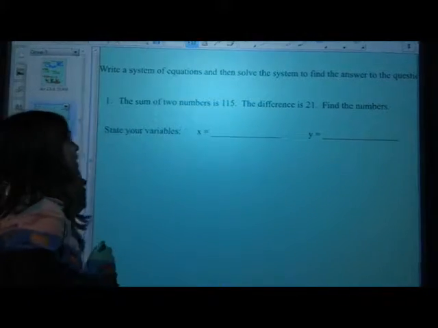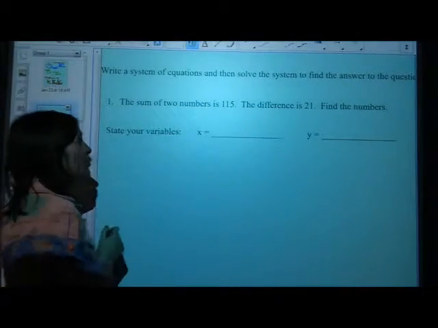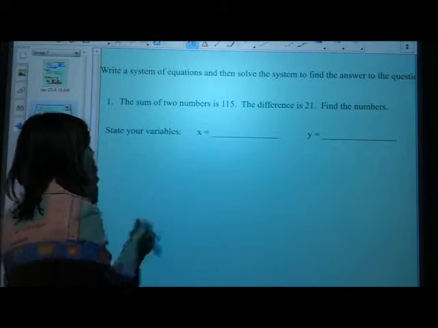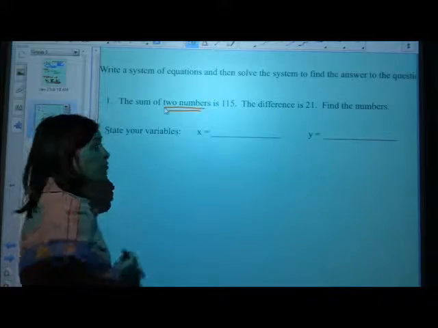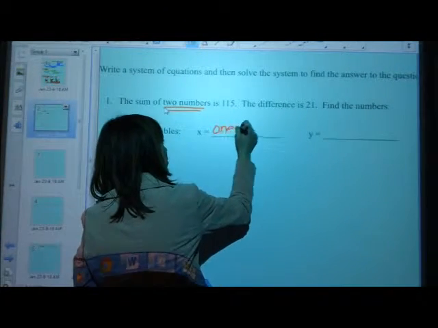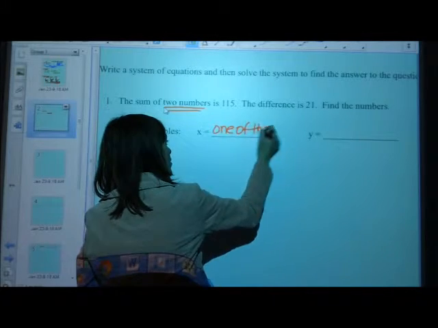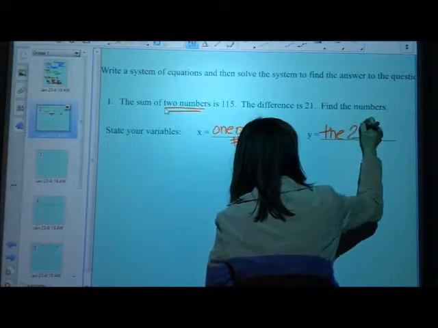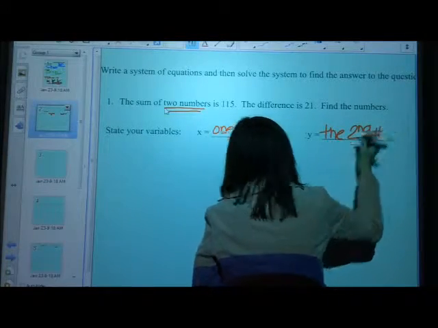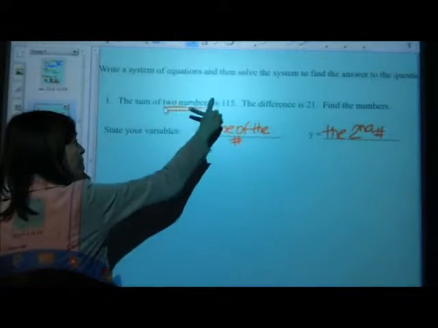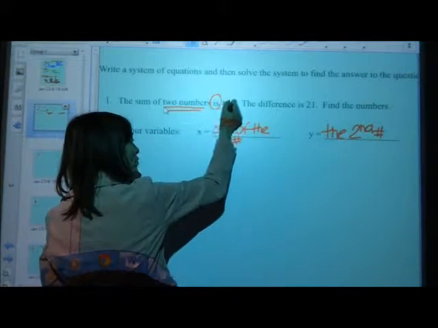So, the sum of two numbers is 115, the difference is 21, find the numbers. So in this case, we've got two numbers, and they're different. Okay, so we would say that X is one of the numbers, and we're going to let Y be the other number, the second number. So we use what we know and our variables to write an equation. The sum of two numbers, is means equals 115.